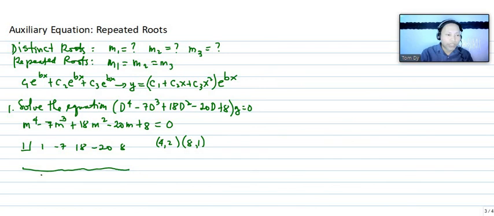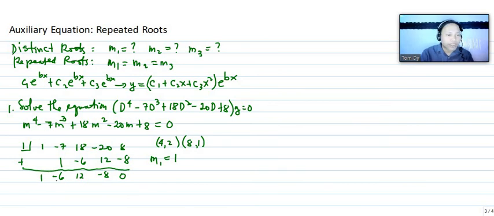So 1, bring down 1. 1 times 1, that is 1. When we add, that is negative 6. Negative 6 times 1, that is negative 6. 18 plus negative 6, that is 12. 12 times 1, that is 12. And then negative 20 plus 12, that is negative 8. Negative 8 times 1, that is negative 8. And then if we add, that is equivalent to 0. Therefore, one of our factors, m sub 1, is equivalent to 1 because we arrive at 0.